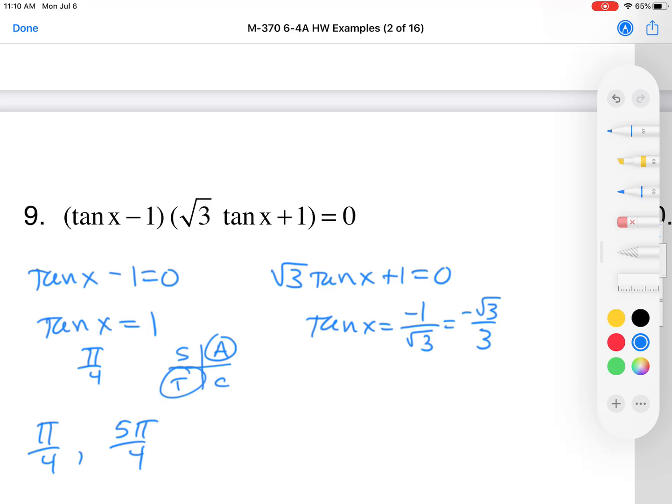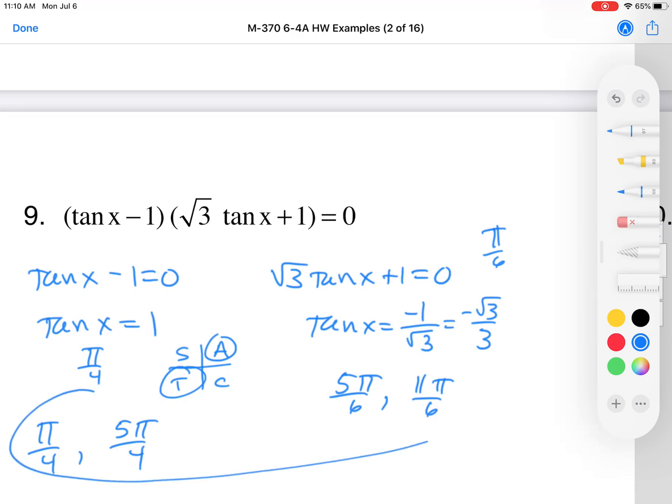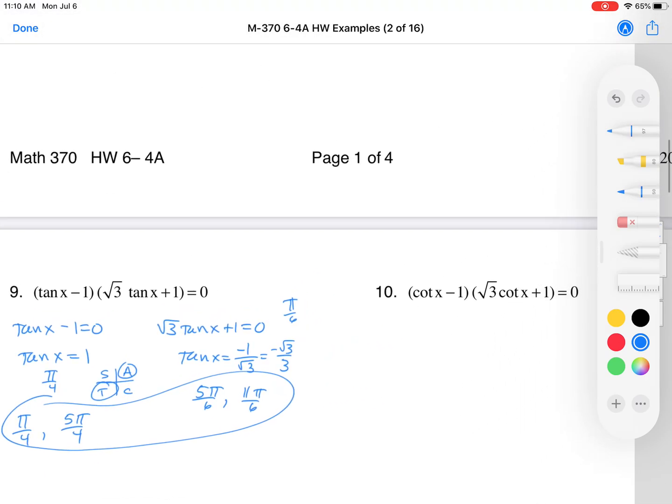And so this is a pi over 6 reference angle, but in the appropriate quadrants. I need it to be negative. And so where is tangent negative? In the ones I haven't circled. So I need a second quadrant angle, no problem, 5 pi over 6. And a fourth quadrant angle, also no problem, 11 pi over 6. These are your answers. Those are your 4 answers to that single number 9 problem.